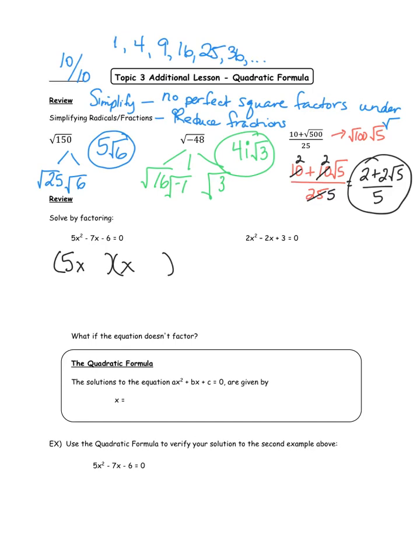So I'm thinking if I use the 3 and the 2 and put the 2 here, that's going to give me a 10, and the 3 here, that's going to give me a 3, and I can definitely get a 7 out of that. So to get that to be a negative 7, I'm going to make the 10 negative and the 3 positive, and that will give me final answers of negative 3/5 and 2.